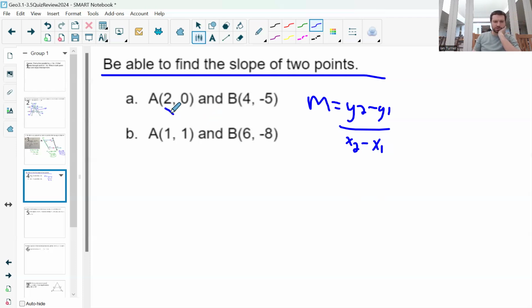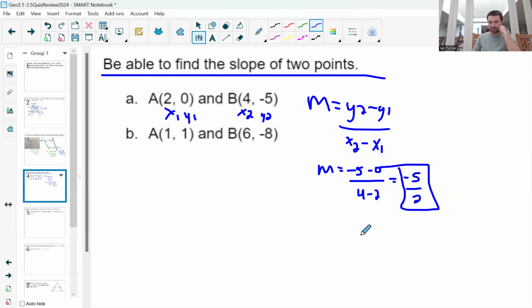Again, always helpful. We're just going to do one of these. Label a point, and then we go ahead and plug that in. So we get -5 minus 0, that's easy, over 4 minus 2. So we get -5 over 2. Do not turn that into a mixed number. So -5 over 2. That's your slope. Nothing too crazy there. Find the slope. Next problem.